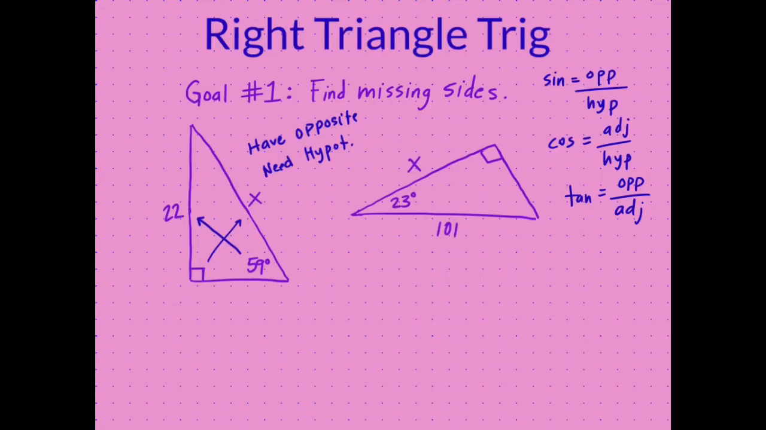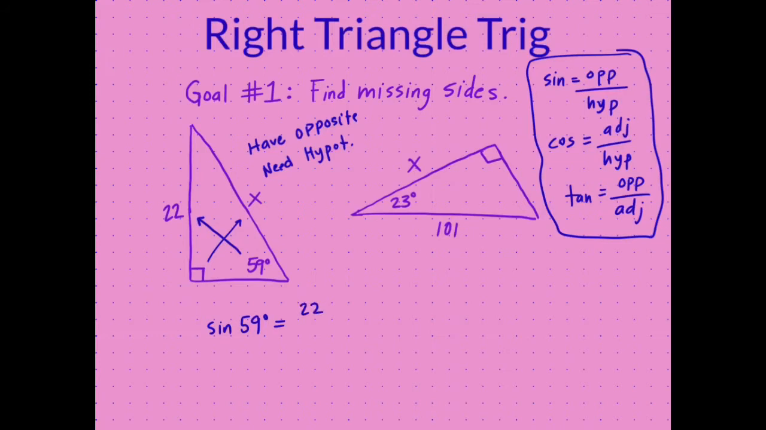I've heard this way to remember that. Some old hippie caught another hippie tripping on acid. Not entirely school appropriate, but that's how you can remember SOHCAHTOA. Sine equals opposite over hypotenuse. So I need hypotenuse, I have opposite. So that means use the one with the O and the H. So I'm going to say the sine of 59 degrees equals opposite 22 over hypotenuse x.